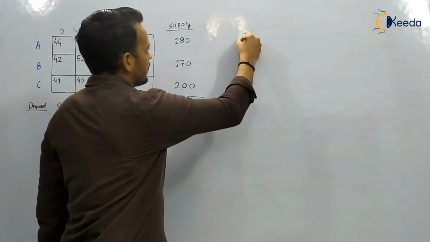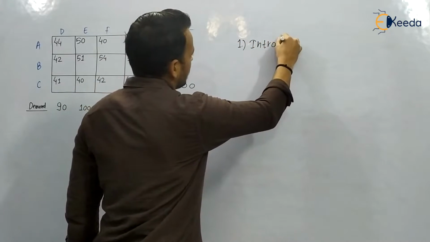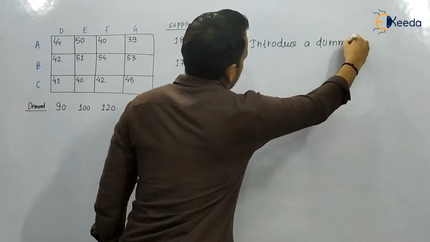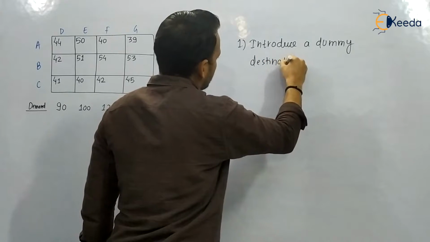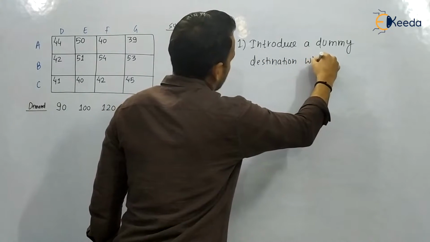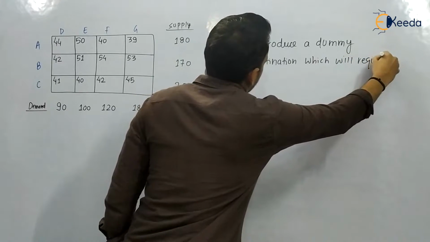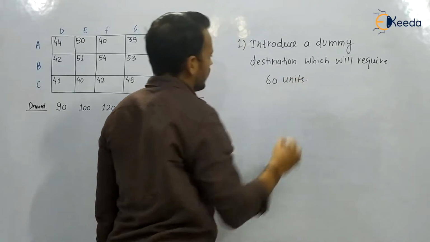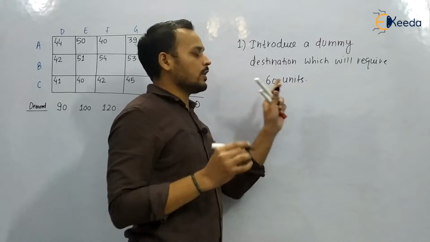So the first step is to introduce a dummy destination which will require 60 units. To make it a balanced problem, we introduce a dummy destination which will require 60 units.